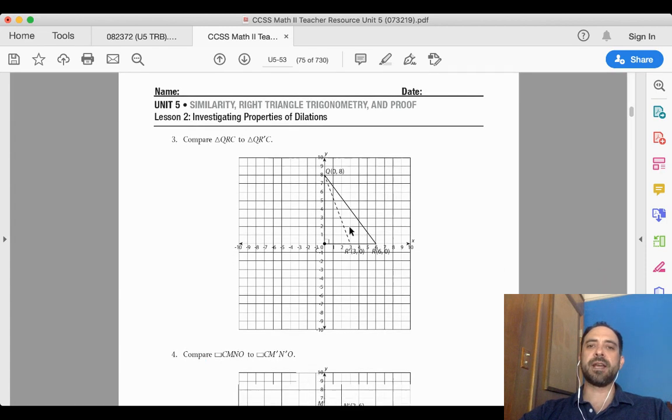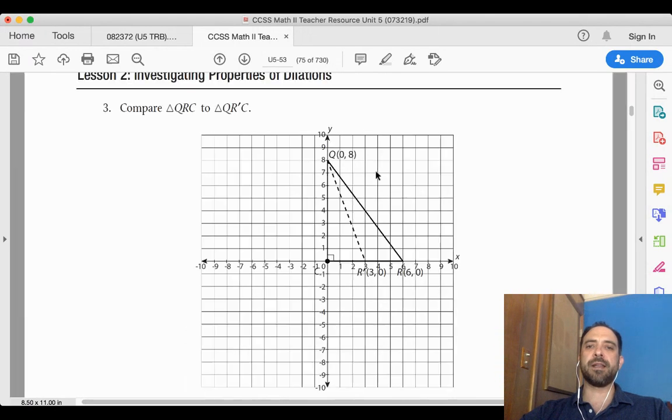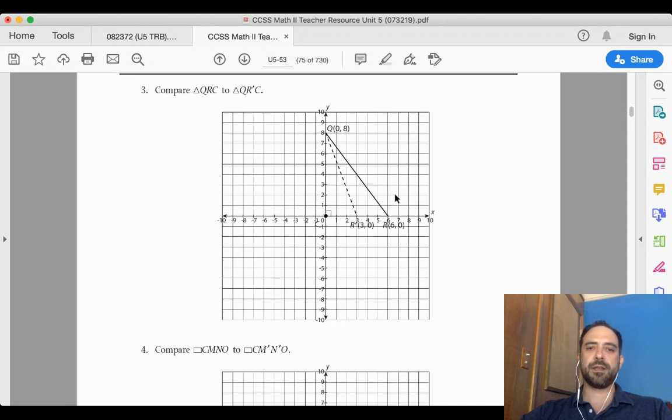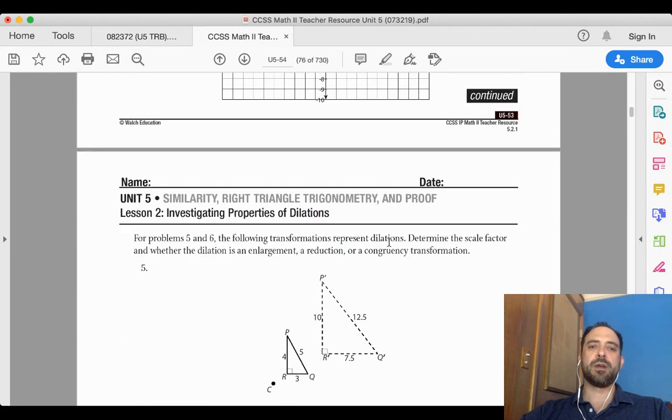This is not a dilation because all the pre-image points, C, Q, and R, do not all transform in the same way, okay? So this is not a dilation. This would be a horizontal compression, okay? This would be a stretch horizontally, but vertically it doesn't really change at all, okay? So that's the gist for numbers 1 through 4.